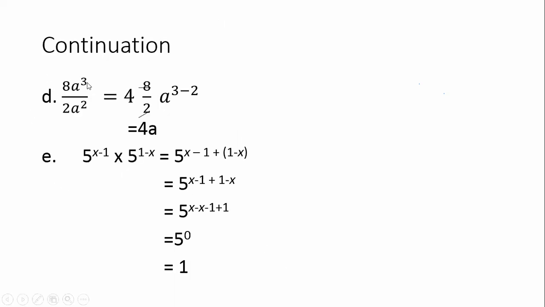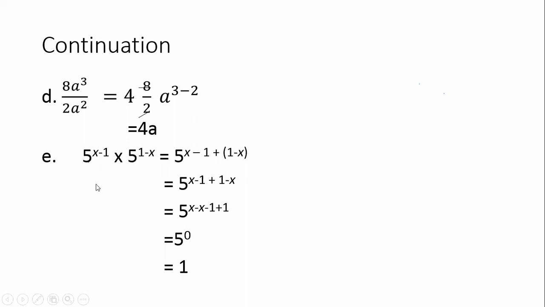Number D: 8a raised by 3 divided by 2a raised by 2. We bring the numbers first, 8 divided by 2. Since the a's are the same, you can do the subtraction of their index: a raised by 3 minus power 2. So 2 will divide 8, 4. And a raised power 3 minus power 2 will give us a raised power 1, which is a. So 4 times a will give us 4a.